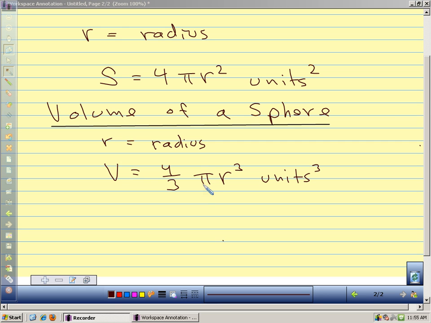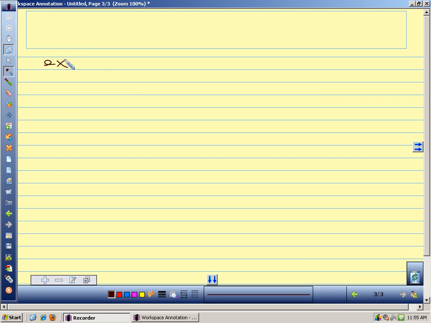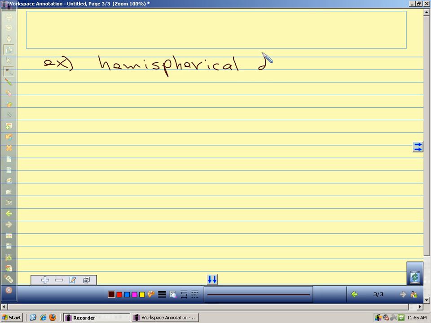All right, let's do a couple of examples. We have a hemispherical dome. The diameter is 142 feet.